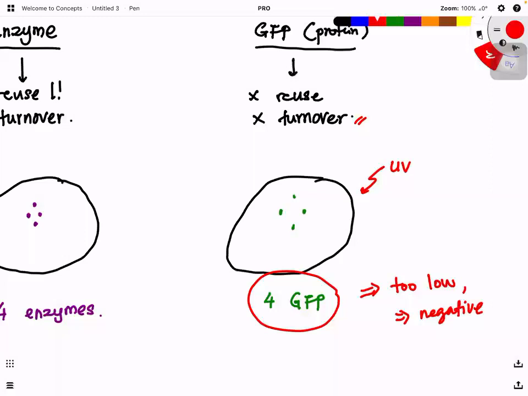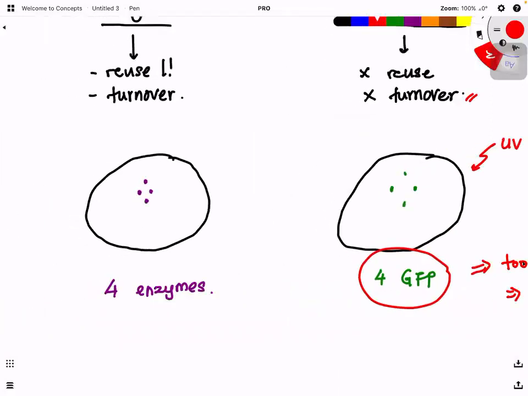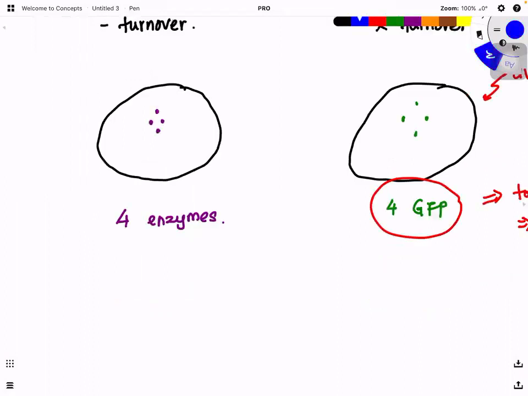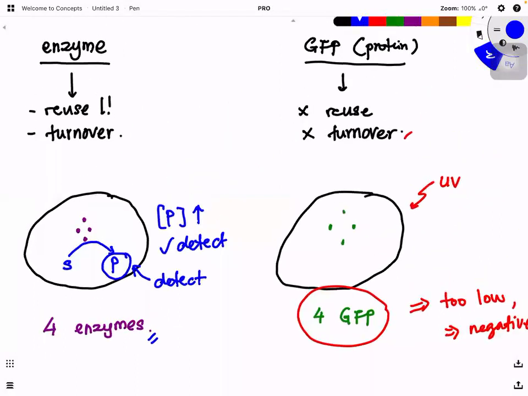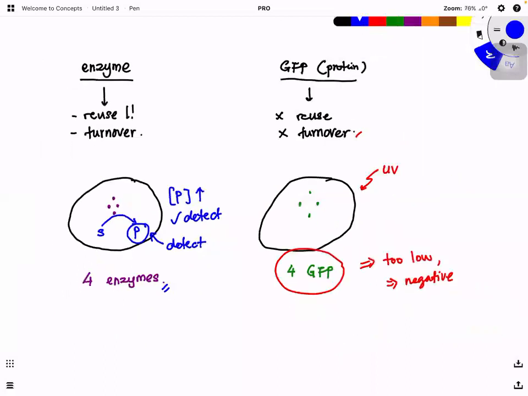But if you use the enzymatic reactions, even though there are only 4 of these enzymes, they can help us to convert the substrate into the product. So the product will give us the detection. We can detect the product. Because one enzyme can convert 1,000 substrate to product, the product's concentration increases until we can detect it. So if you use green fluorescent protein, the expression is too low for us to pick up the signal, and we claim that it is a negative.